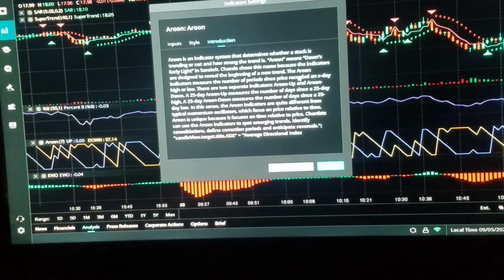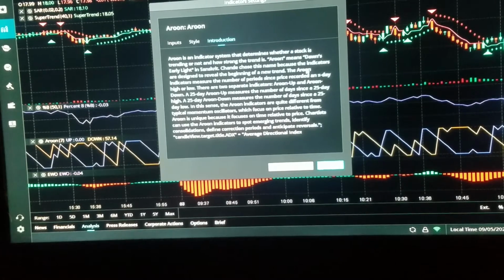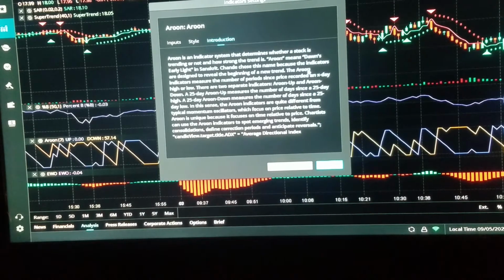Okay, this is it. This is the one I have been waiting for. The AROON indicator. The AROON indicator is an indicator system that determines whether a stock is trending or not, and how strong the trend is.